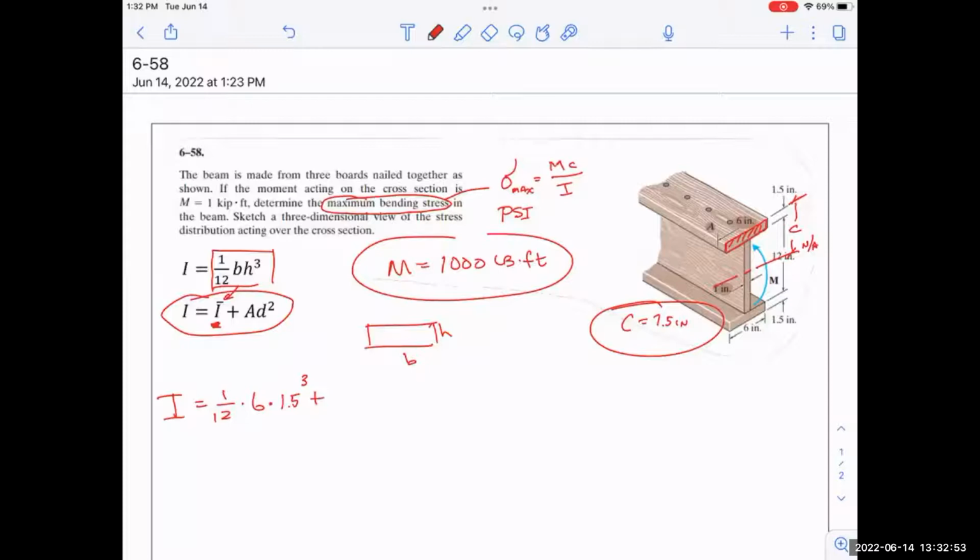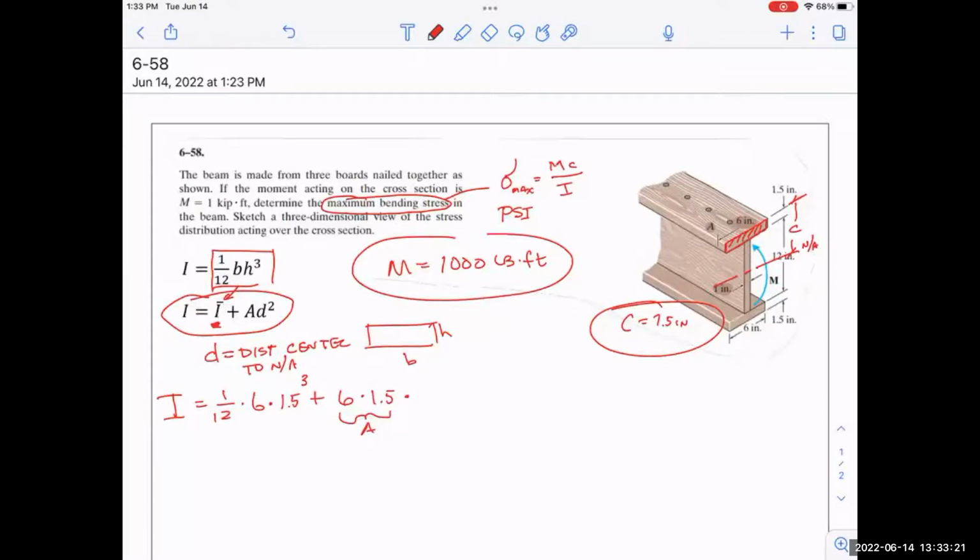So what's the area of that? Oh, that's easy. That's the same numbers I just had a minute ago. That's 6 inches times 1.5 inches. That's the area. Now, where is it relative to the neutral axis? D is the distance from center to the neutral axis.